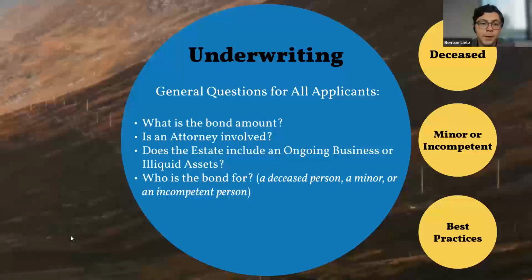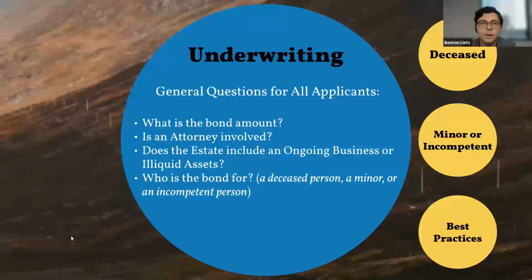So anyways, continuing here. Does the estate include an ongoing business or illiquid assets? That's just important for, again, determining the risk associated with the estate. If there's an ongoing business, there definitely should be a plan in place for how that is going to be handled, how it's going to be managed moving forward, especially if they do not plan on selling it or transferring ownership. There's going to have to be a plan in place for that to be approved so that the surety feels comfortable providing a policy for it.